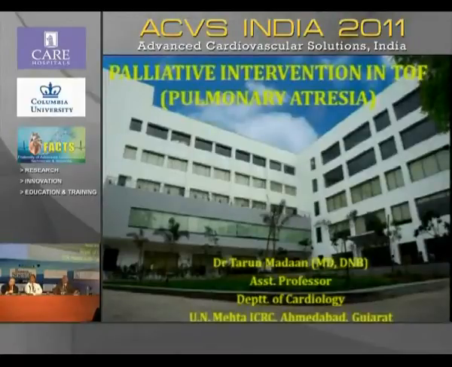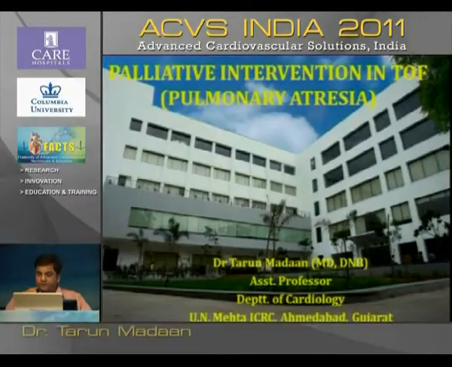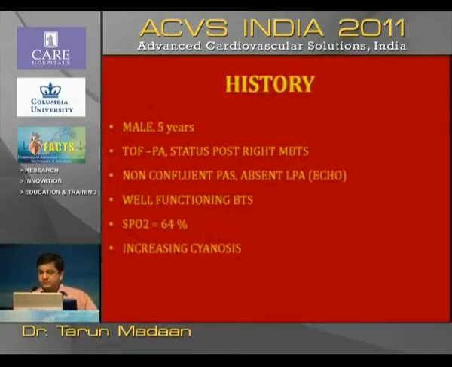Good morning, everybody. I'll be presenting a case of tetralogy of Fallot with pulmonary atresia, in which there were non-confluent pulmonary arteries, and to go for the corrective surgery, we have to do palliative intervention. This was a male who was 5 years old. He presented with the status post-right modified BT shunt about a couple of years back, and echocardiography showed non-confluent pulmonary arteries with absent left pulmonary artery.